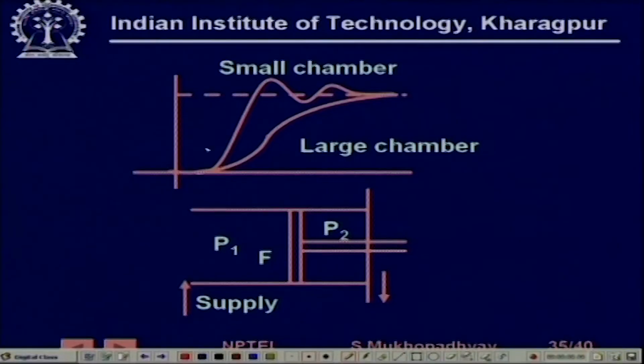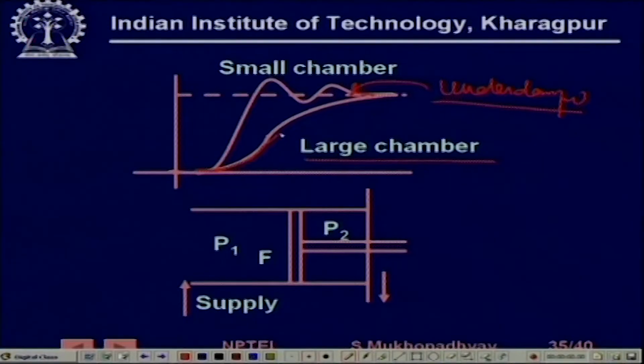For example, for small chambers, it is going to be an underdamped response. So the pressure will build up, then it will overshoot and gradually settle to the real pressure. While if you have large chambers, sometimes this can be an overdamped response. But in any case, a certain amount of time will be required before the actuation will take place.